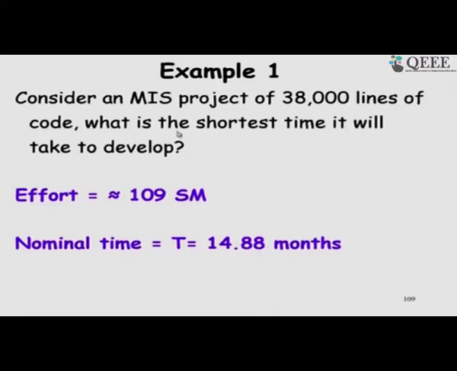So, I should have qualified this question with the shortest time to develop without increasing the effort or cost. So, if you have to develop in 109 months, we have to do proper staffing and then we will get 14.8 months. And just see here that it is written MIS project, but then we need other data, like are the developers familiar and so on, so that you can properly classify it into organic, embedded or semi-detached.